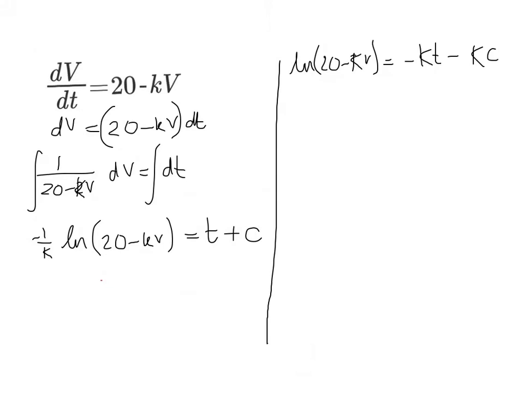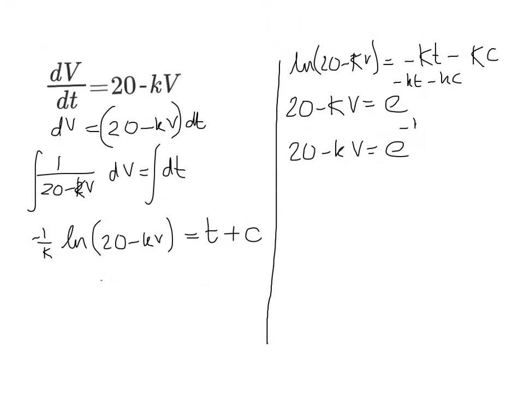Now I'm going to do e to the power of to both sides. 20 minus kv is e to the minus kt minus kc, which is, using our rules of indices, e to the minus kt times e to the minus kc. Now this e to the minus kc here, k is just a number, c is just a number. This is just a number, so I'm just going to call this a. So what I've actually got is 20 minus kv equals a e to the minus kt, like that.